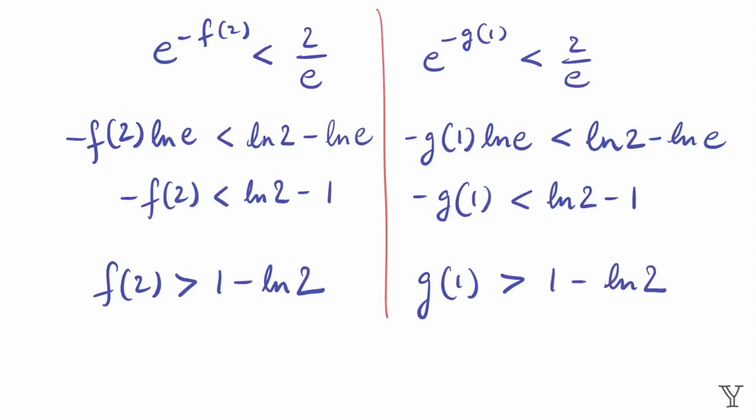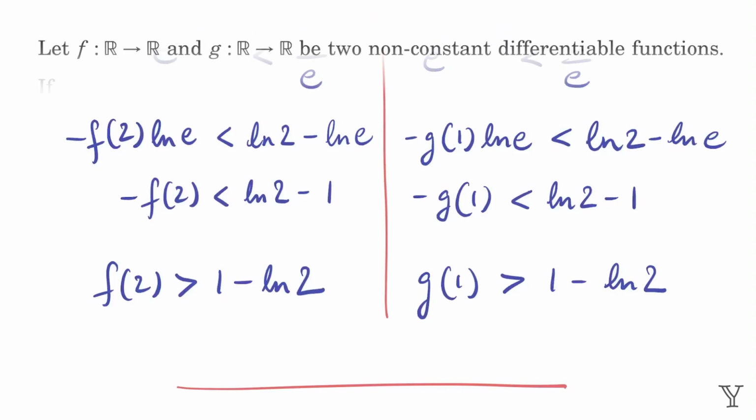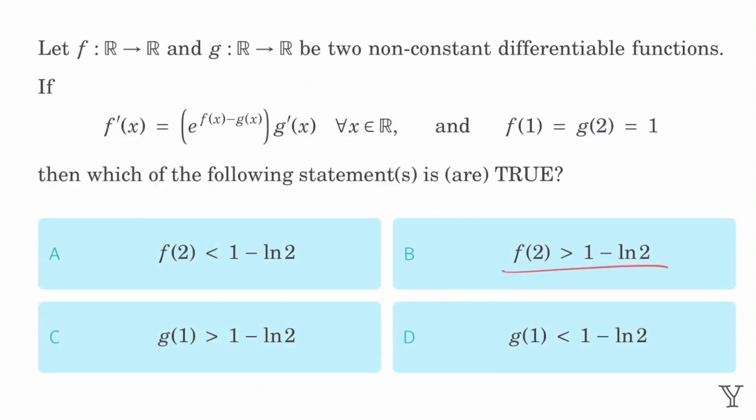Perfect. So let's just go back to the question and select the right answer options. We have f(2) is greater than 1 minus log 2 and g(1) is greater than 1 minus log 2. So the correct answer options are options B and C.